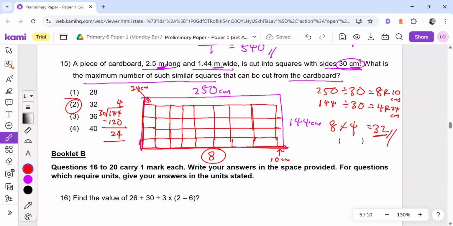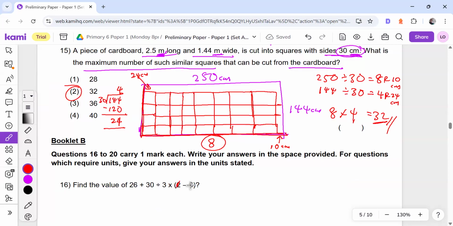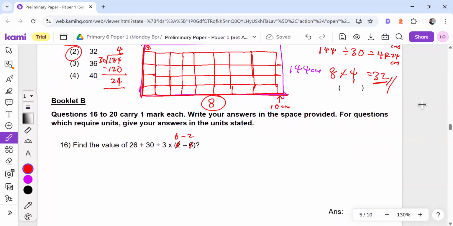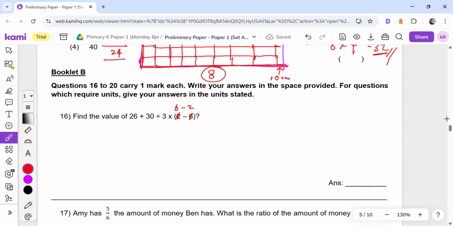Question 16 got a mistake. Mr. Hong made a mistake, or typing error. It should be 6 minus 2, not 2 minus 6. But I'm sure you will know how to do it, even though there's a mistake there. Don't worry if you didn't get the answer because of the mistake.